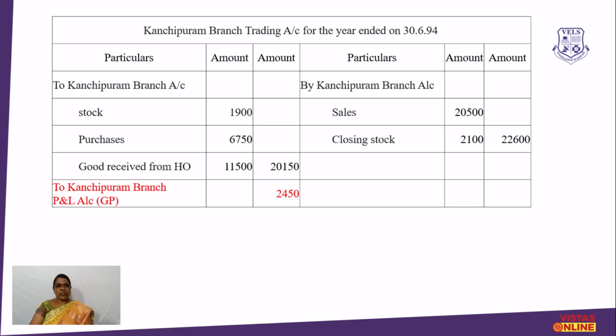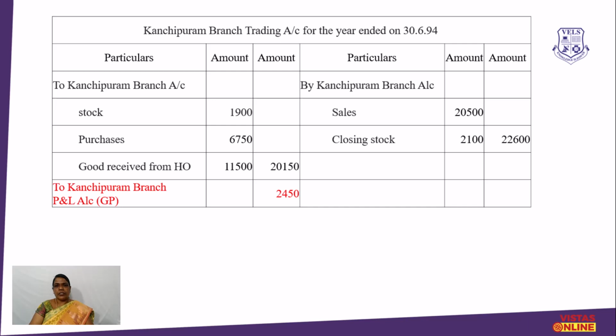The opening balances: stock 1,900, purchases 6,750. Then goods received from head office 11,500. All these items we will write in the debit side: stock, purchases and goods received from head office. Total it and write the total in the outer column. You will get 20,150. Come to the credit side.